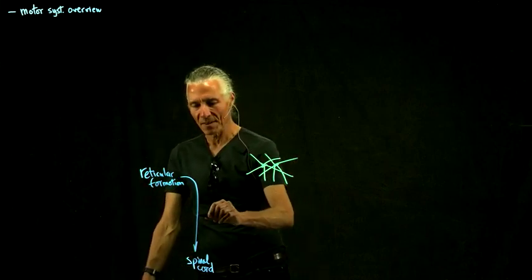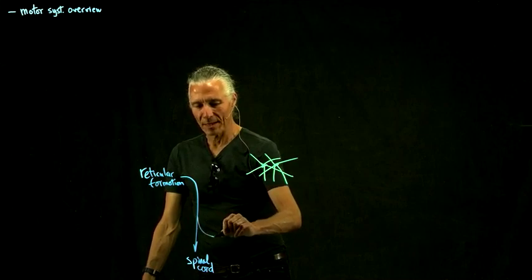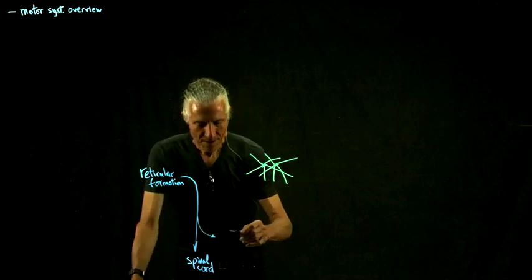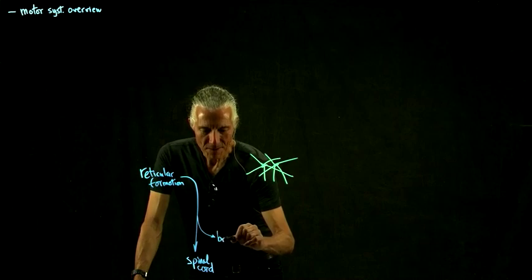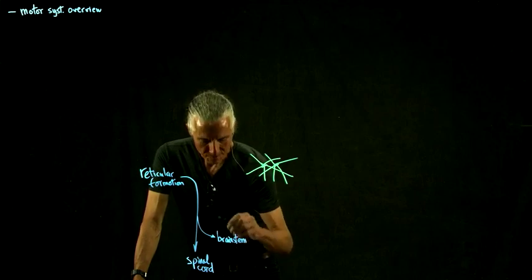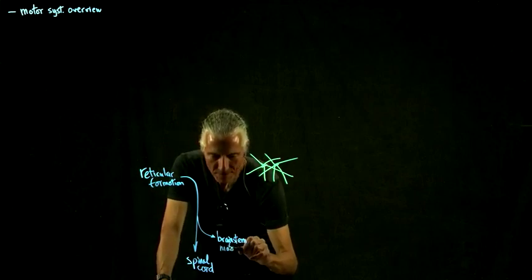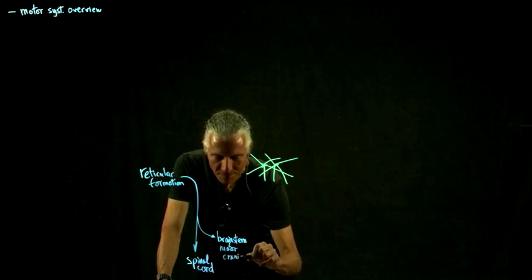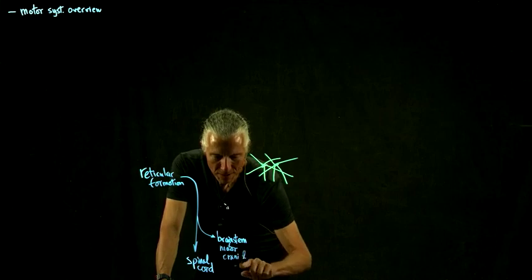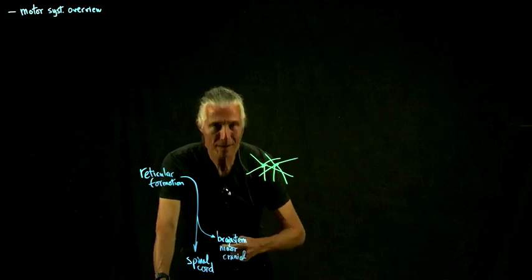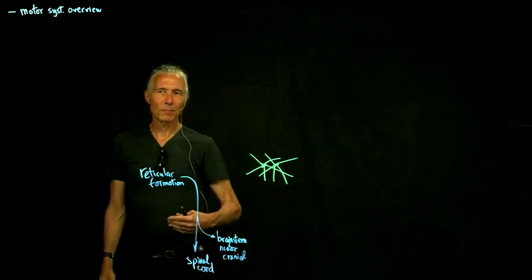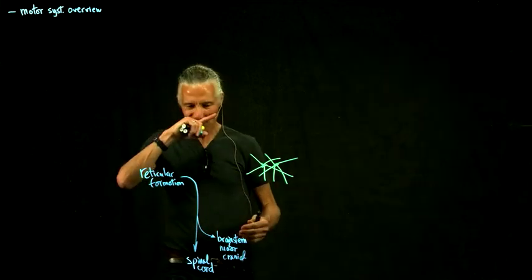So there's another branch that goes off to the brainstem. So it's still in the brainstem. Say brainstem, motor, cranial. So in the spinal cord, stuff comes out of the ventral part, the stomach part of the spinal cord, and it goes to muscles.